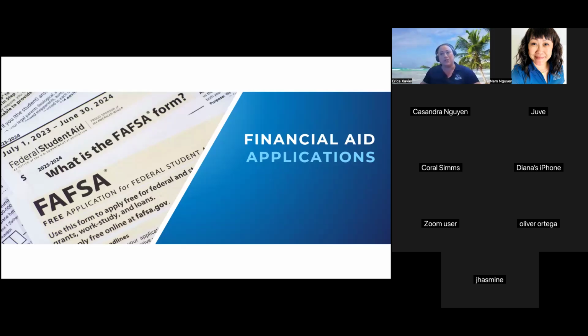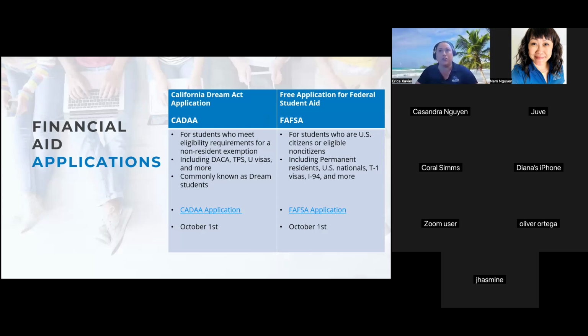So we're going to first start with the financial aid application. We have two different routes of applying for financial aid. One is specific for students who are DREAM eligible or AB 540. And then we also have the application for federal student aid, and that would be US citizens or eligible non-citizens. If you have questions about which one you should apply for, please feel free to reach out to us and we can help you navigate that decision.